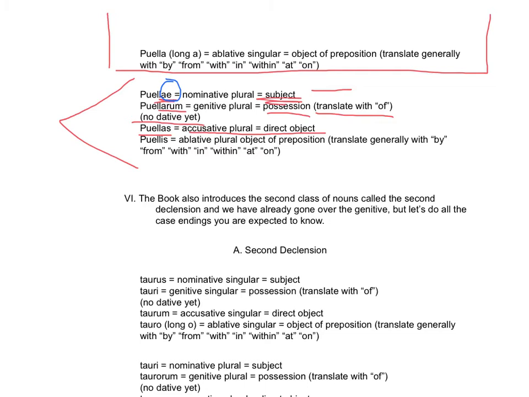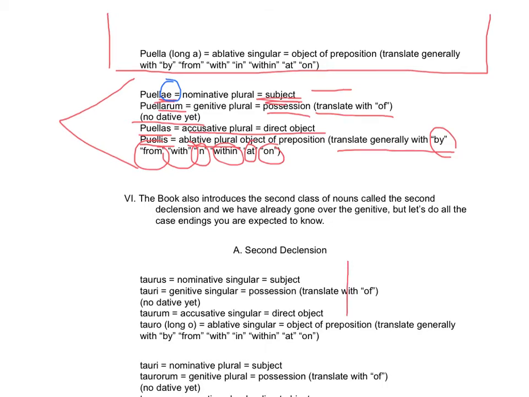And then puellis is the ablative plural. That's the object of the preposition. And again, generally, you'll find that the words by, from, with, in, within, at, or on are very useful for translating the ablative. They're not the exclusive list, but they're the top prepositions that you'll use to translate the ablative as this class continues.